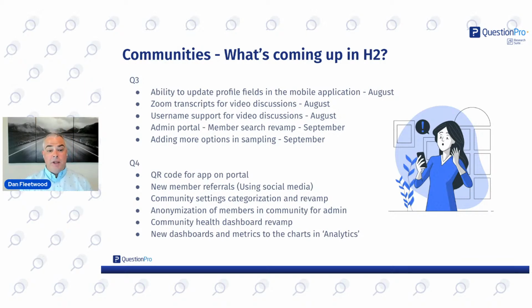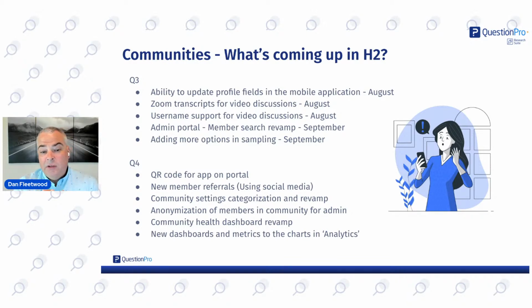Okay, so for Q4, I mentioned the QR code for the app on the portal. New member referrals using social media, so improving our refer a friend module to allow for social media and some different options there. We want to not only increase the functionality, but I know some other things we're thinking about is improving the security around the refer a friend as well. So in conjunction with being able to post a link on social media, providing greater security on it as well.